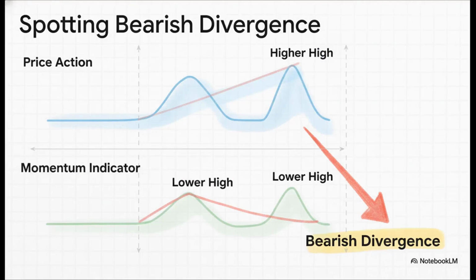So here's a perfect example of what to look for. See how the price itself keeps pushing higher, making a new high? That looks strong on the surface. But then you look down at your indicator and it fails to make a new high. It's actually moving lower. That's your signal. That's the divergence. It's like a flashing warning light on your dashboard, suggesting that the buyers are getting tired and a reversal might be coming up.